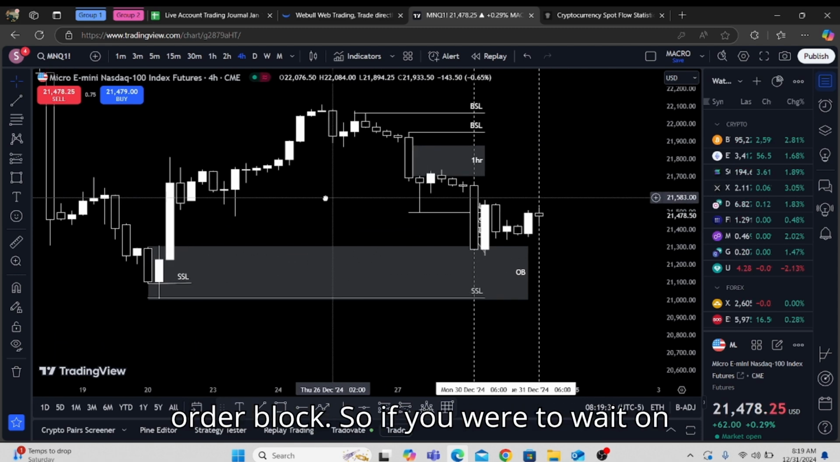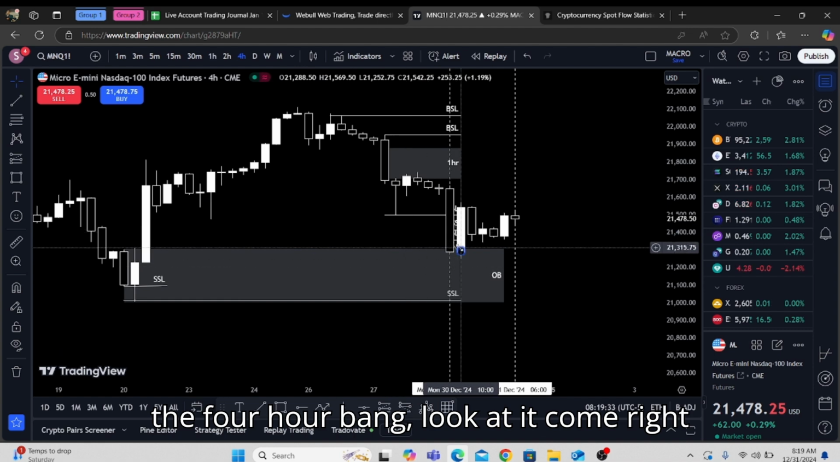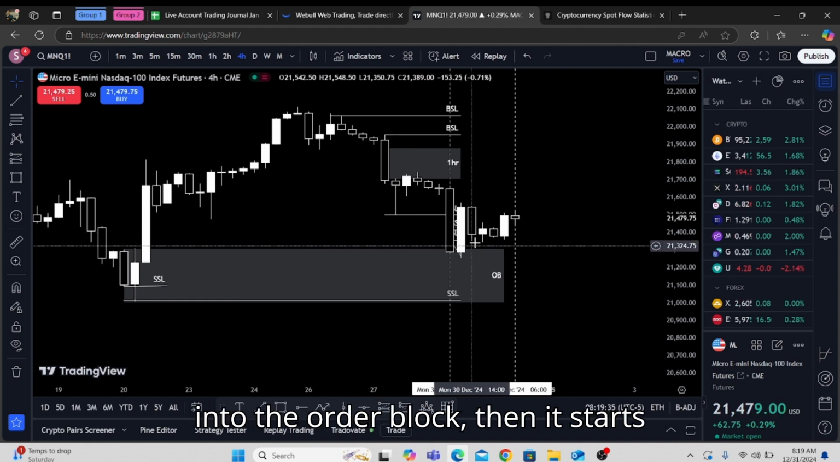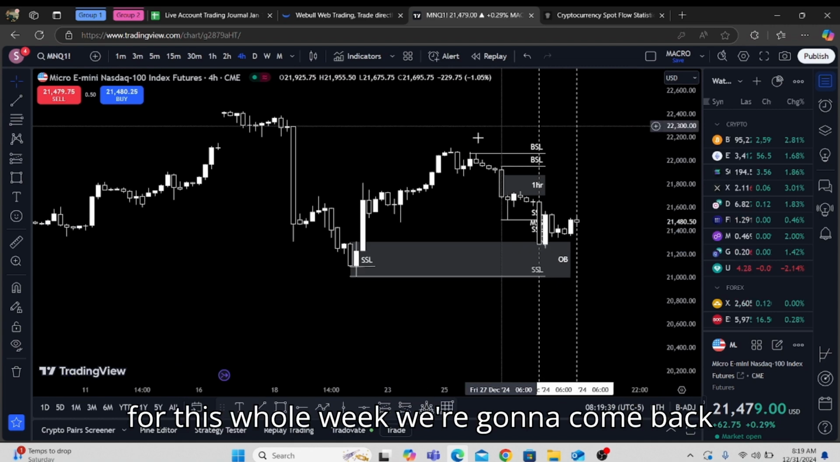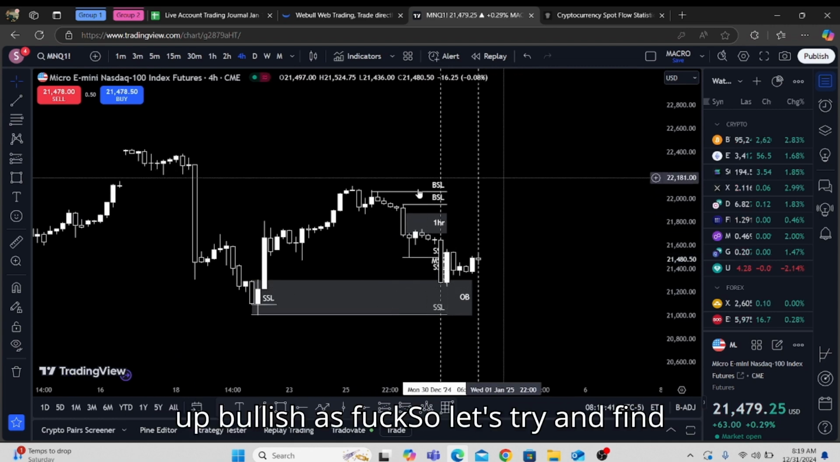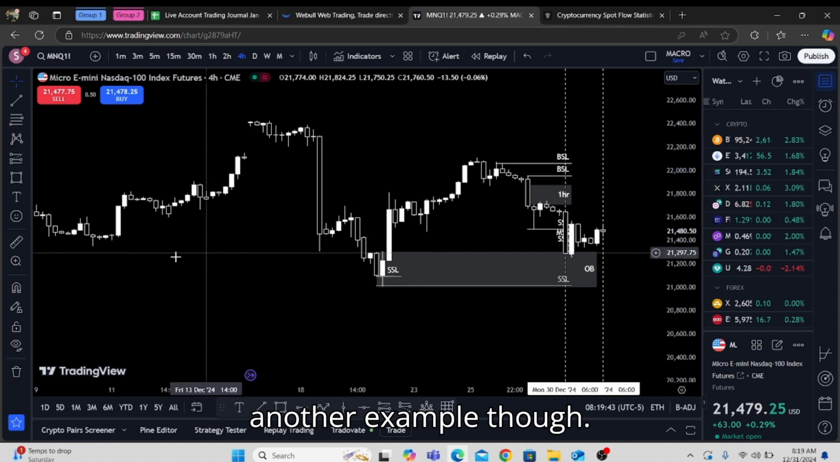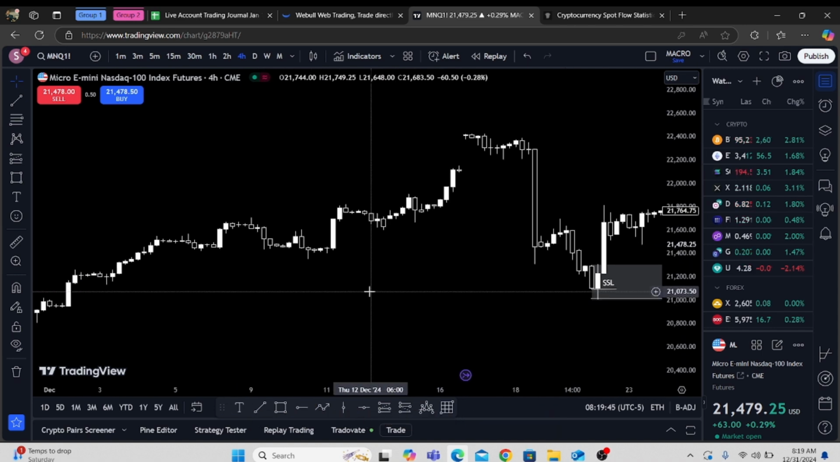So if you were to wait on the 4 hour, bang, look at it come right into the order block, then it starts coming back up. And personally, I think for this whole week, we're going to come back up bullish. So let's try and find another example though.